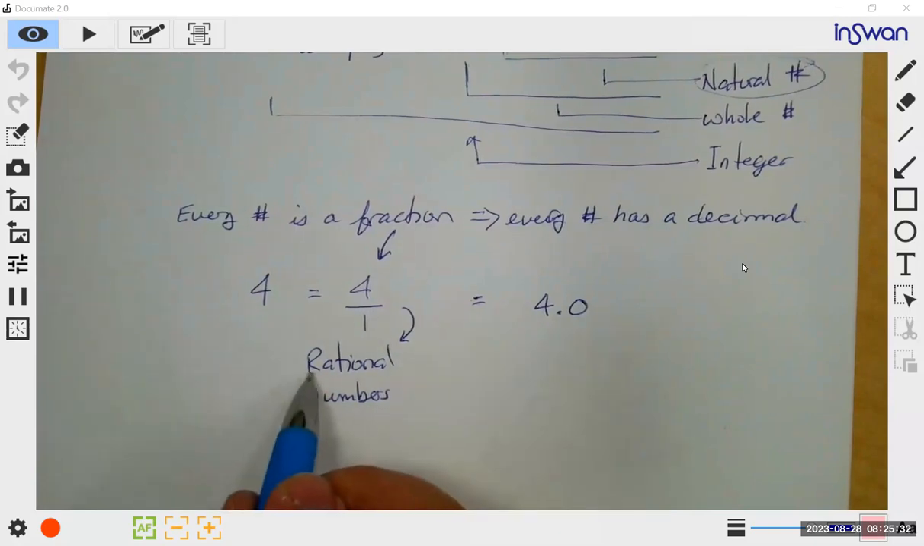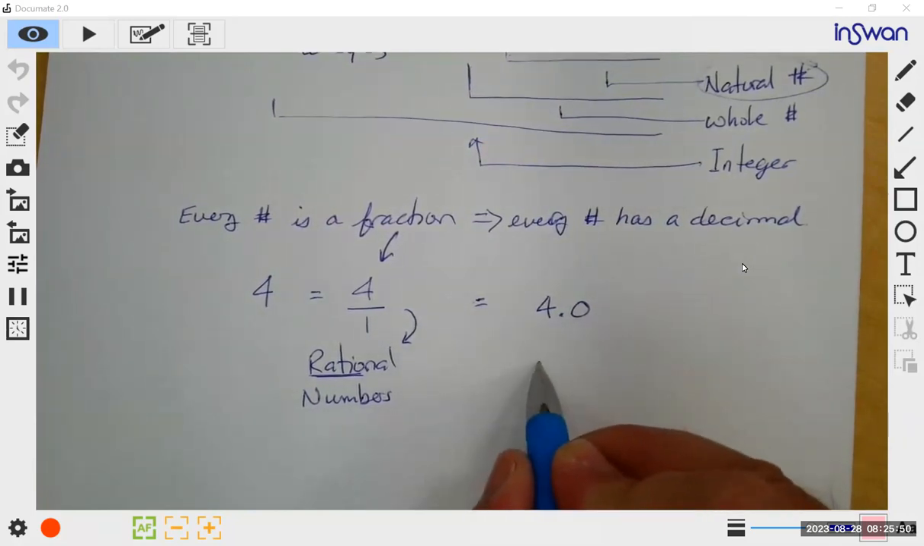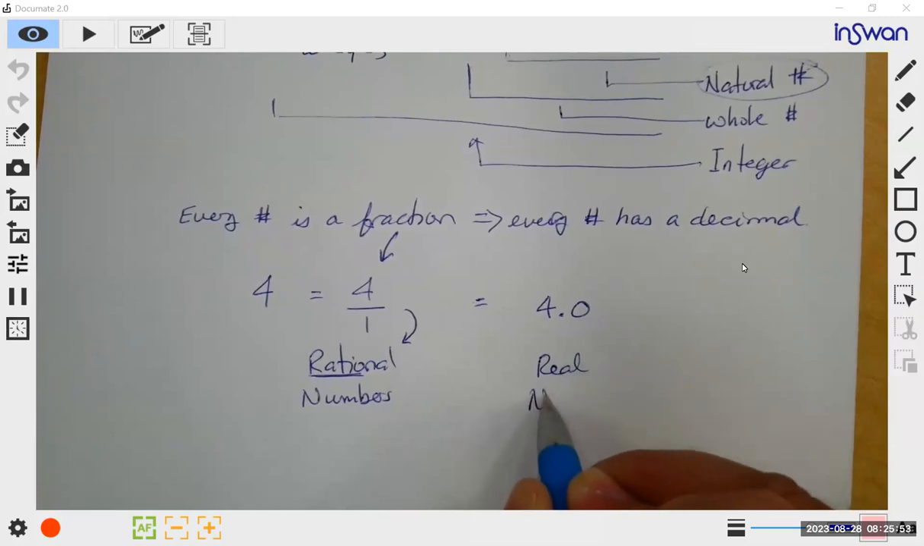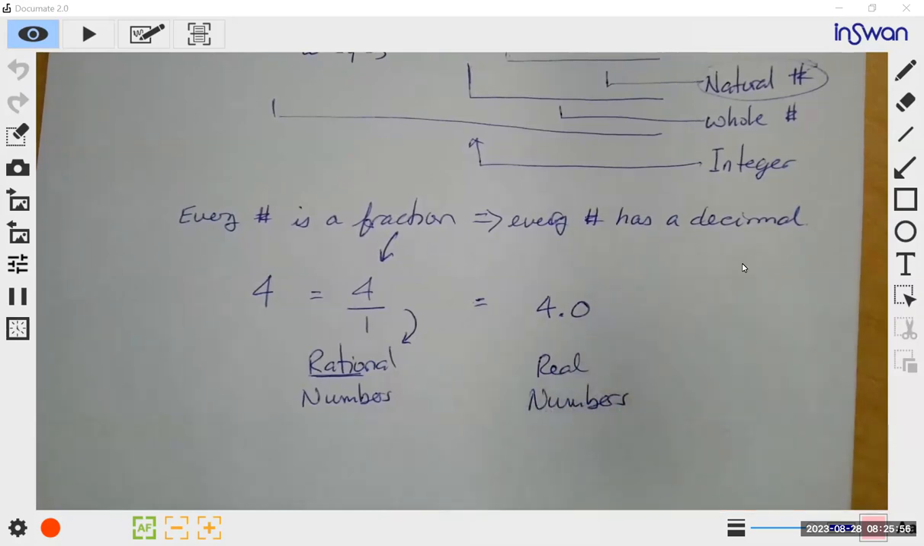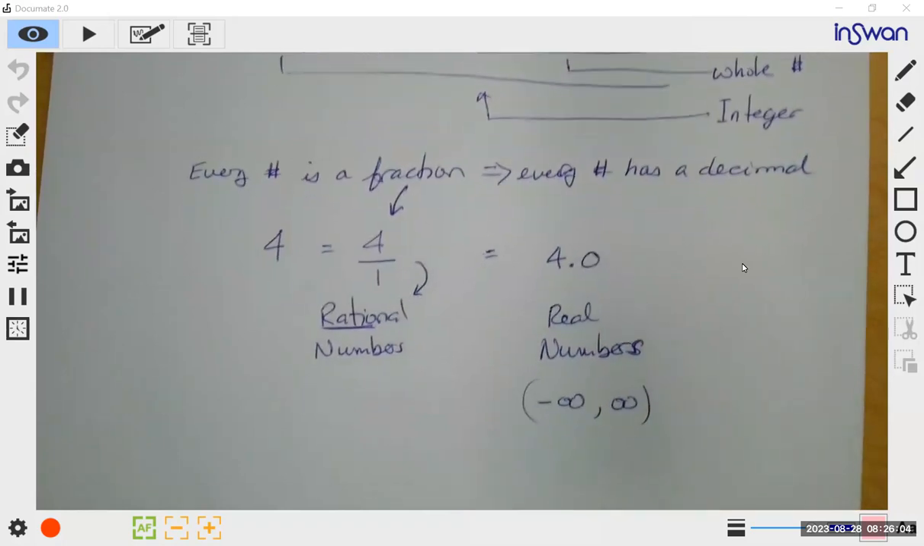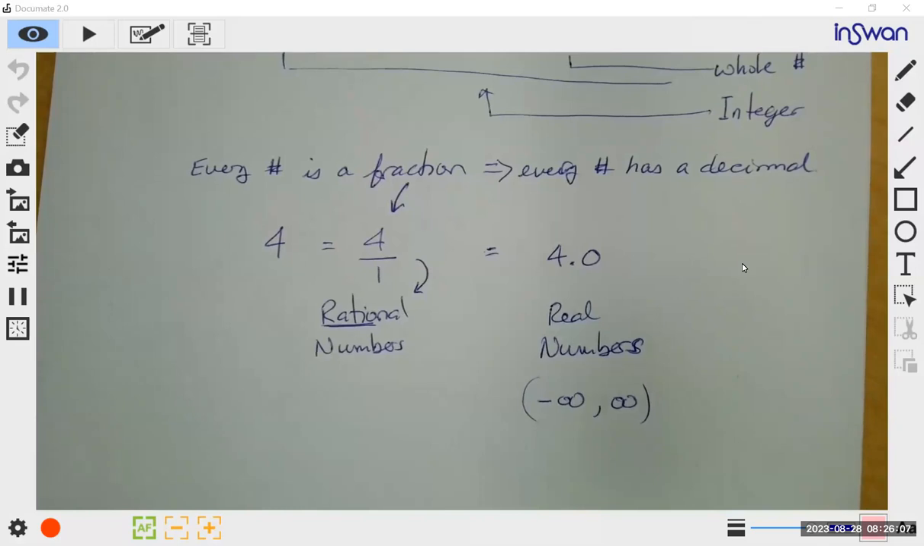Why are they called rational? Because what are the first 5 letters of rational? Ratio. Ratio simply means a fraction. And since it could be written as a decimal, we call these real numbers. Real numbers are anything from negative infinity to positive infinity. Any number between there, in any format, any shape, as long as the number exists, it's a real number.